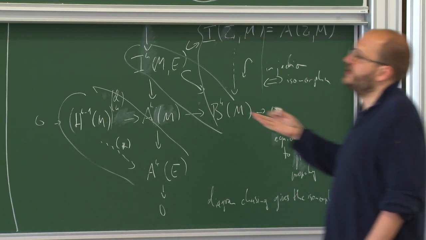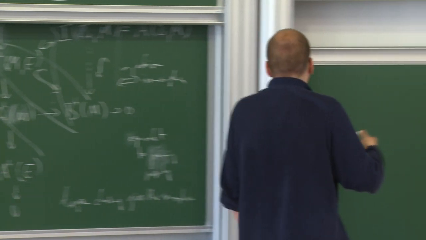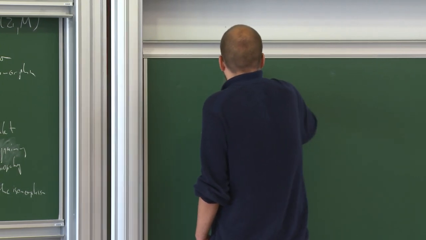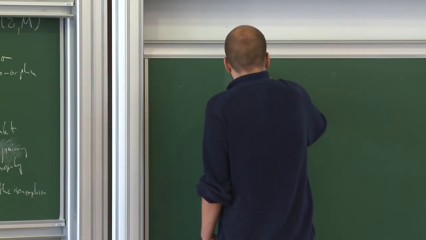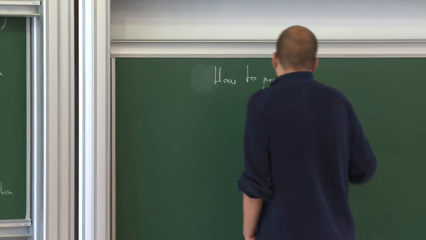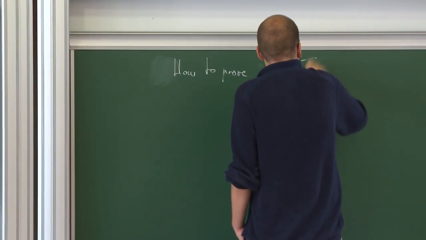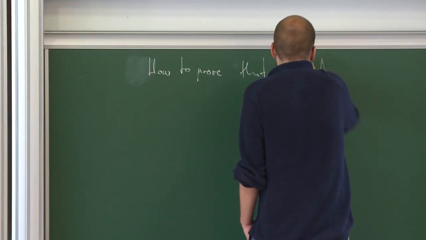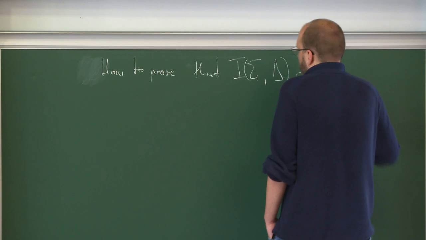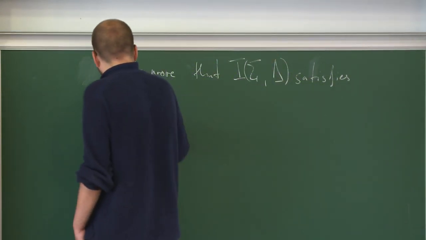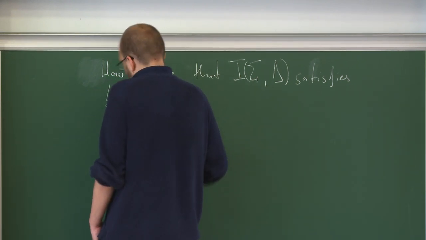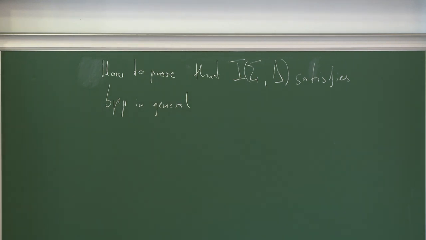I discussed hypersurfaces, and now I want to discuss general complexes I sigma delta. So how do we prove how to prove that I sigma delta satisfies the Bias pairing property in general? So how do I do that?